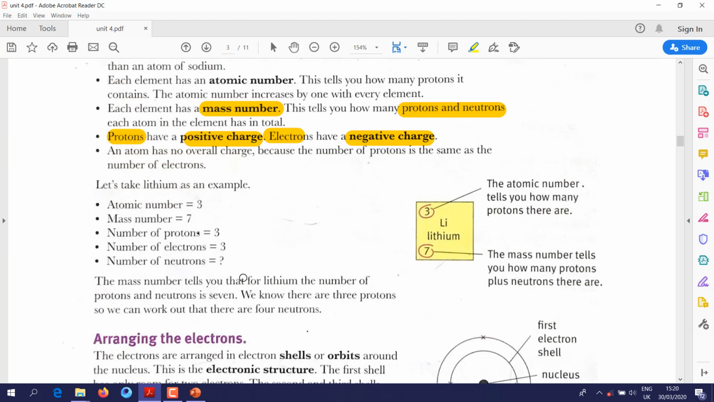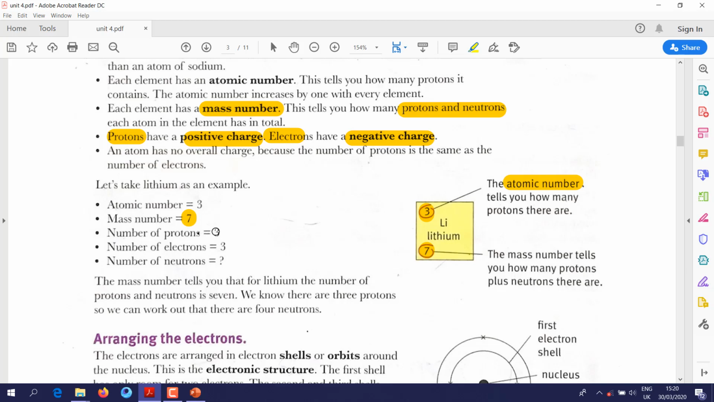Now, let's solve this example. Let's take lithium as an example. Atomic number, if you look at this number, how much is it? 3. So this number 3 represents what? It's the atomic number. What does that mean? It means lithium atom has 3 protons. Mass number is 7. What does that mean? Mass number is equal to the number of protons and neutrons together. So here, the mass number is 7.